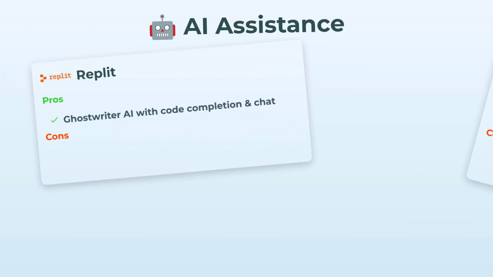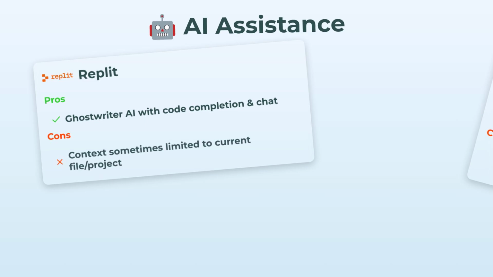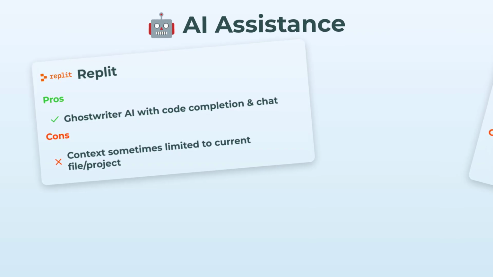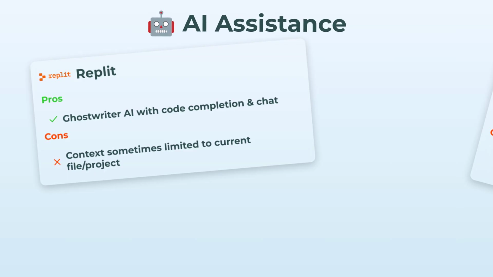Next up, AI assistance. Replit comes with Ghostwriter, which is like having a friendly AI literally over your shoulder, auto-completing code, chatting about your bugs, that kind of thing. But you might notice sometimes it only gets what's happening in your current file or project.